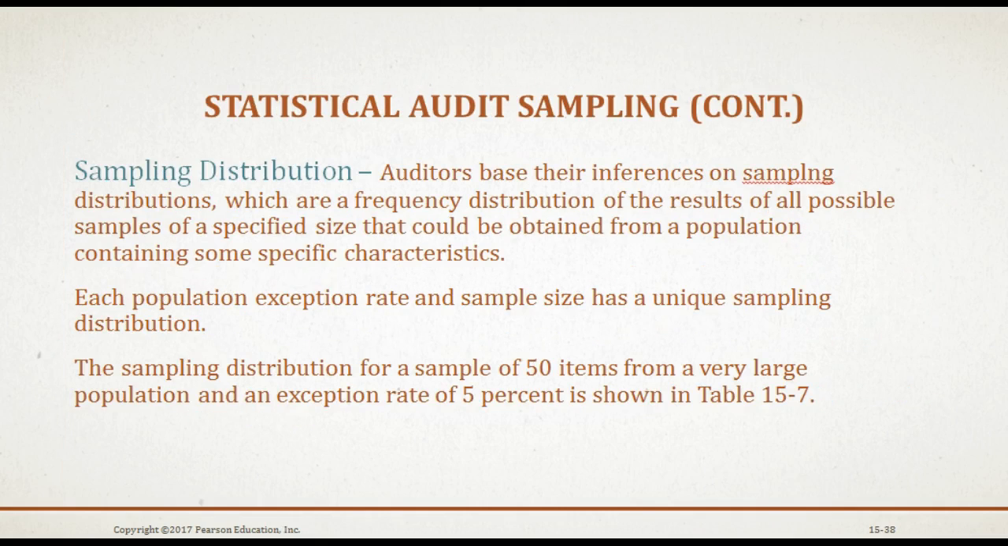Auditors base their inferences on sampling distributions, which are a frequency distribution of the results of all possible samples of a specified size that could be obtained from a population containing some specific characteristics. Each population exception rate and sample size has a unique sampling distribution.